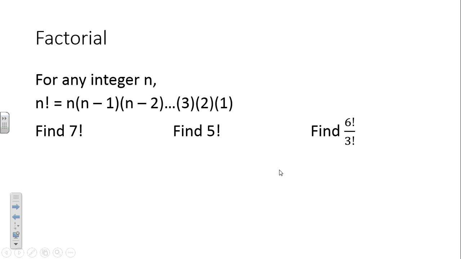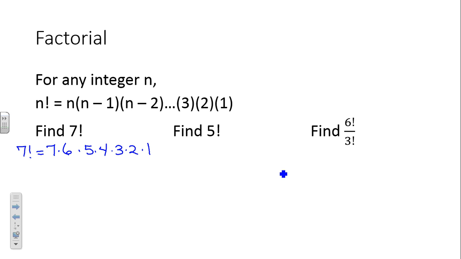So far, so good? Okay, so 7 factorial will be 7 times 6 times 5, times 4 times 3 times 2, and that times 1 isn't absolutely necessary because anything times 1 is itself.